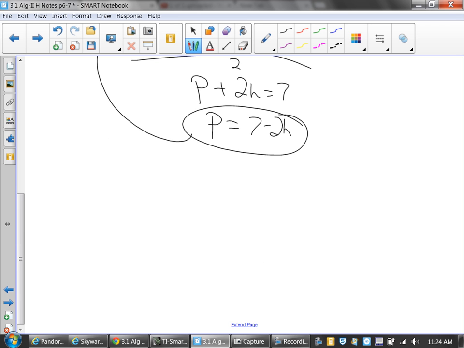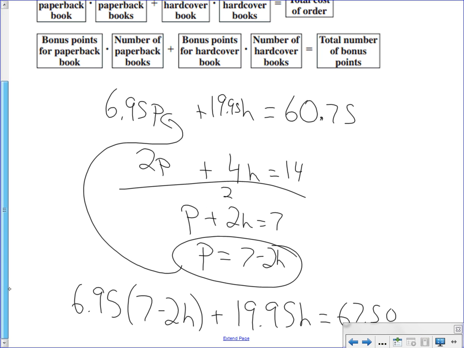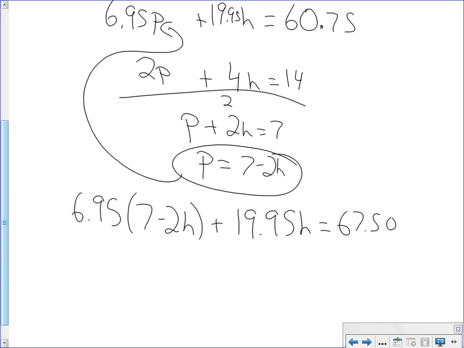So now you wind up with a much easier thing. You have 6.95 times (7 minus 2h) plus 19.95h, and that equals 60.75. Stop it! You wind up with that. Now, does everybody see how I have just one variable? Yeah. Distribute out and solve for h, and that'll give you your h value. Once you figure out what that is, you substitute back in here, and there's paperback. It's that much easier.